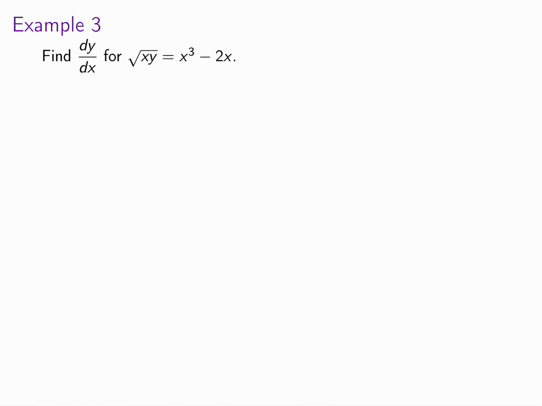All right. Our next example, the square root of xy equals x cubed minus 2x. And again, we are looking for dy/dx. So what am I going to have to do in this problem? Here, that square root of xy is going to be a chain with a product inside. And then the other side doesn't look too bad. x cubed minus 2x, that's going to be okay.